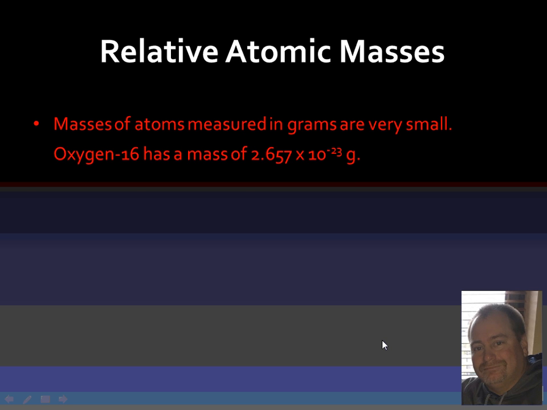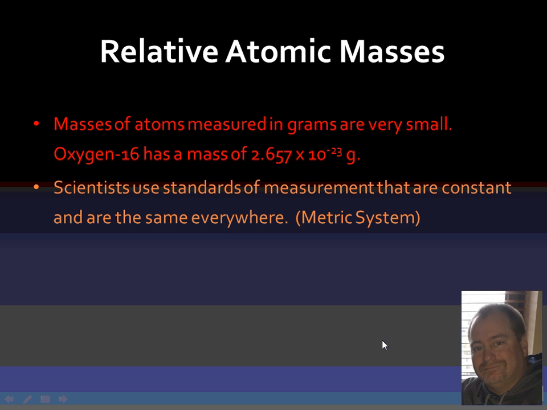Masses of atoms measured in grams are very small. If I were to measure the mass of an oxygen-16 atom, it would be 2.657 times 10 to the negative 23rd grams. We don't have a scale in Salina High School that's going to measure that small of a number. So, scientists have created a standard measurement that is constant, and it is the same no matter where you're at. It's the same in Europe, it's the same in France, it's the same in Russia as it is here in the United States. So, a standard measurement.